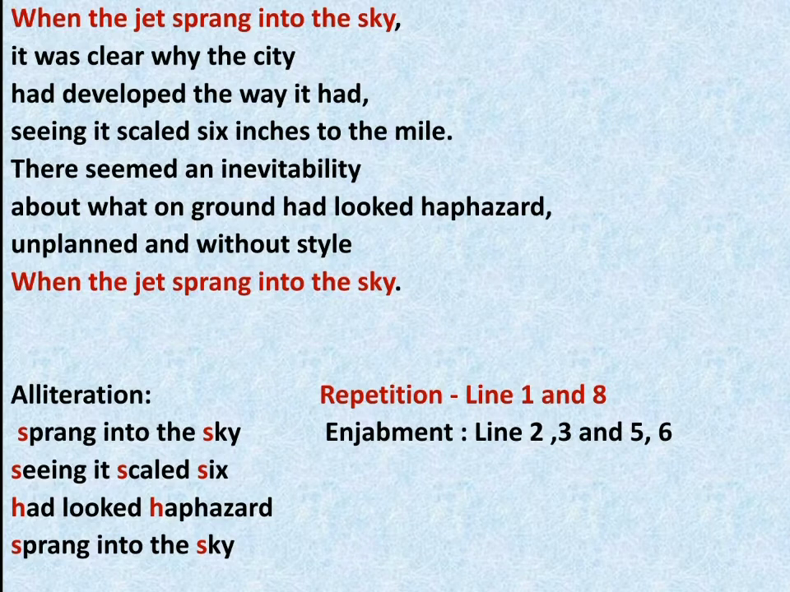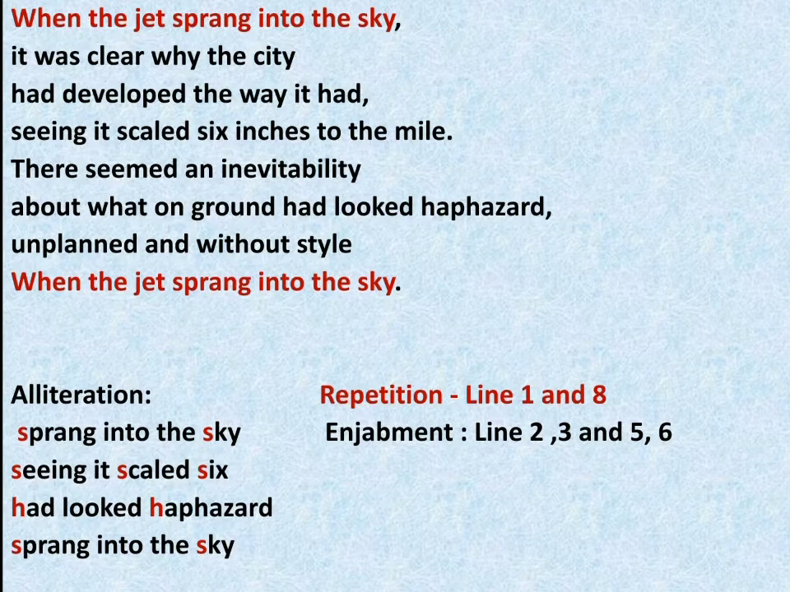Now next you can go with another line: what on ground had looked haphazard. So had looked haphazard, the h sound. Had and haphazard both have the same sound, right? Now again the last line, the same: sprang into the sky. So s and s. So these are the alliteration, right?